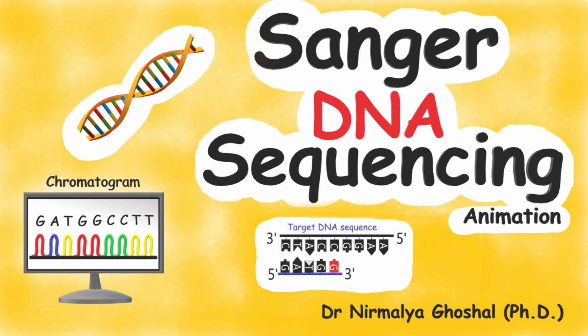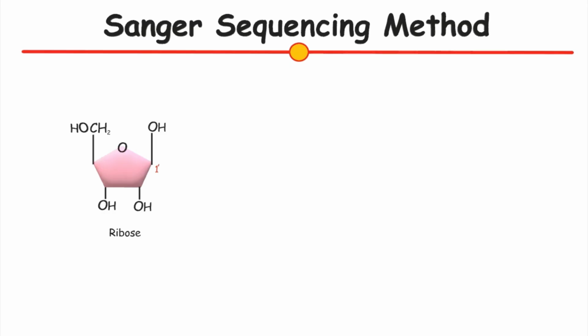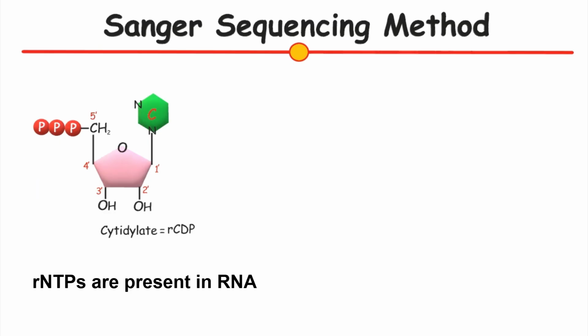In this video, I will talk about the Sanger DNA sequencing method. Look at these three nucleotide structures. The first one is called a ribonucleotide. If cytosine is attached to the ribose sugar, it is called rCTP. It is present in RNA.